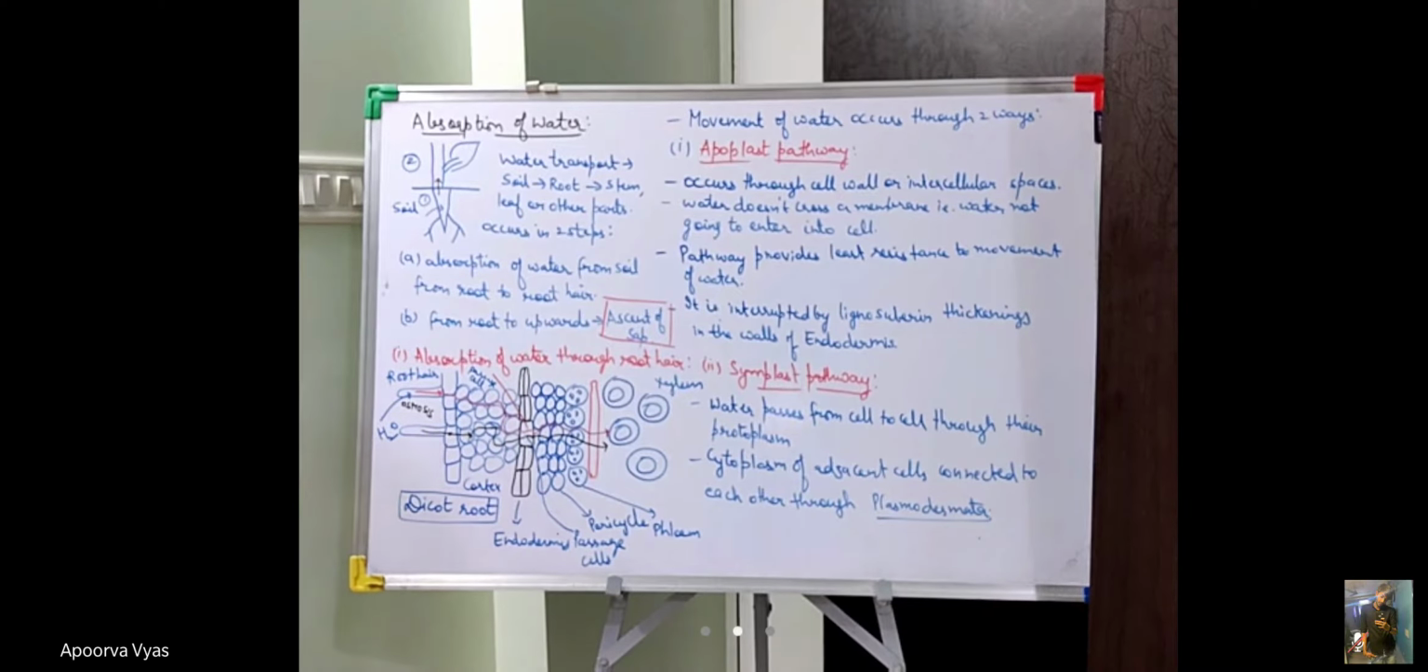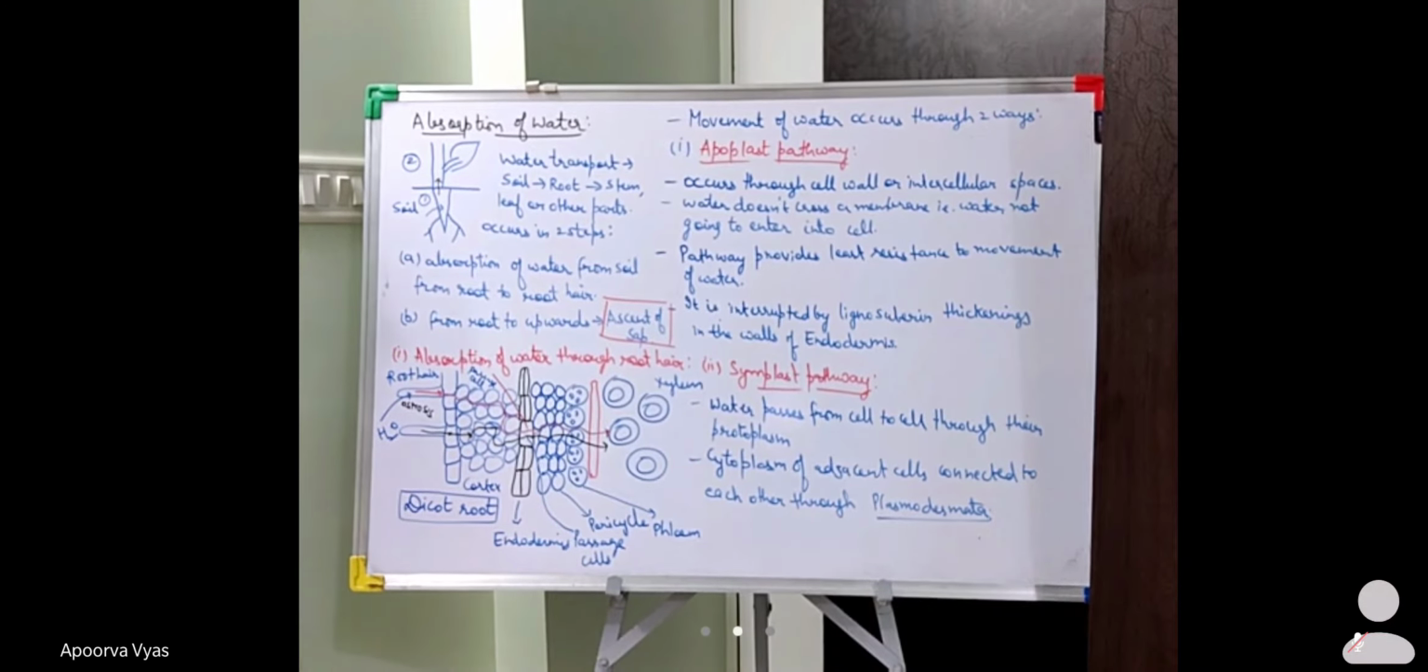So the water movement has to be symplast only when it actually reaches the endodermis layer. Okay, it cannot be apoplast. Now, what is the basic difference between the apoplast pathway and the symplast pathway? Out of the two, the apoplast pathway is faster. Why is it faster? Because it is not interrupted by the contents of the cell. The water is moving directly through the cell wall and the intercellular spaces, so it doesn't have to enter into the cytoplasm. Therefore the apoplast pathway is faster.